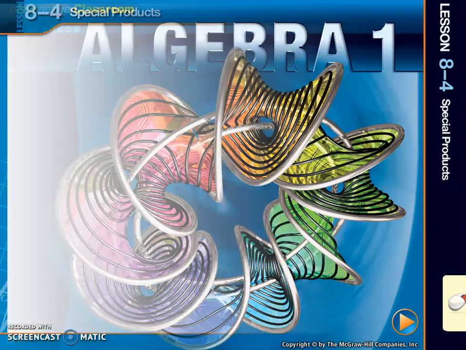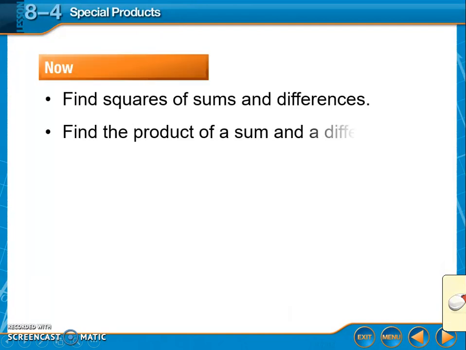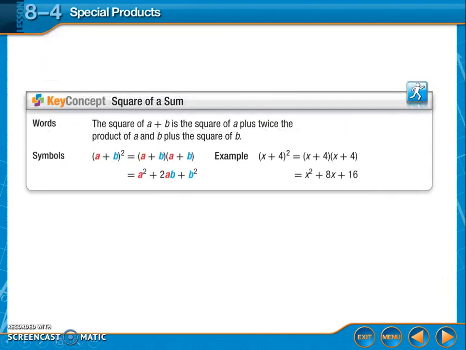Section 4 is on special products. In this lesson, you will find squares of sums and differences and find the product of a sum and a difference. So, the first of the special products is the square of a sum.